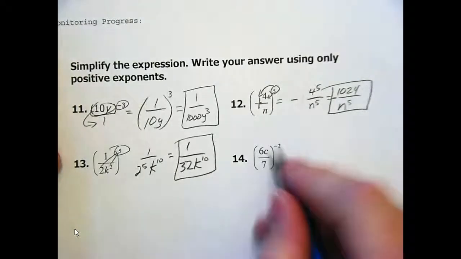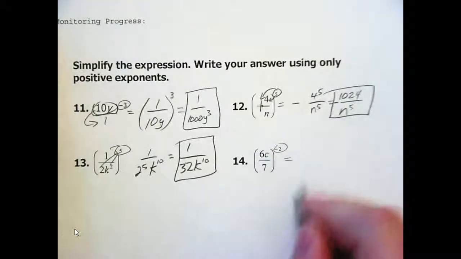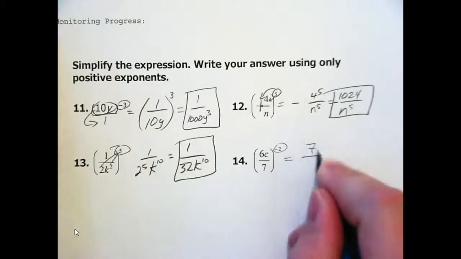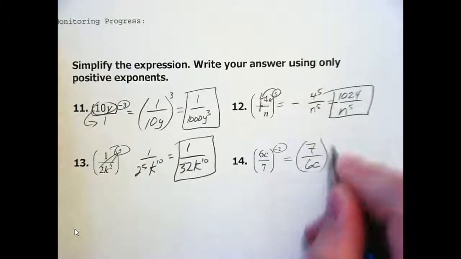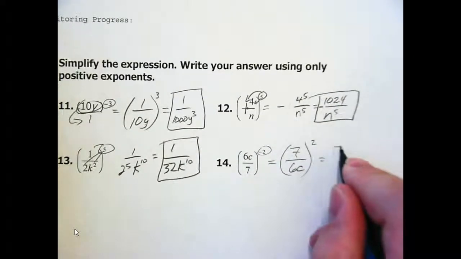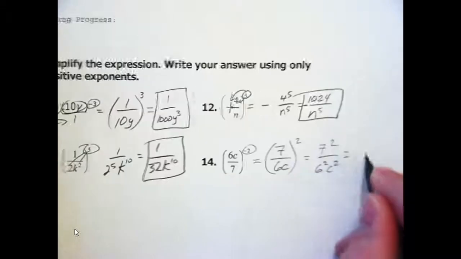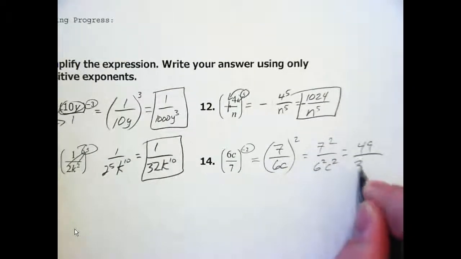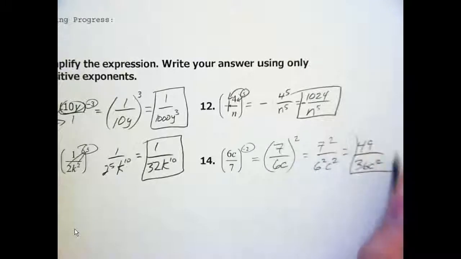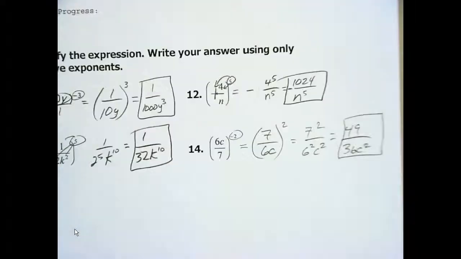The last one, what happens when you have a negative and you have a fraction on the inside? Yeah, flip it. 7 over 6c, squared, so that's 7 squared and 6 squared c squared, or 49 over 36c squared. Okay, any questions on those?